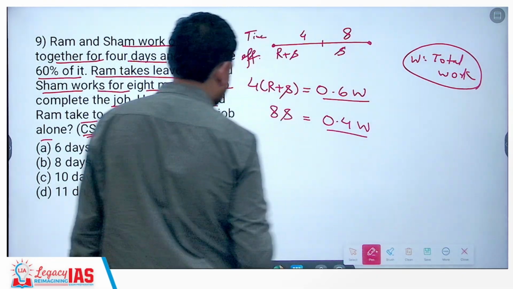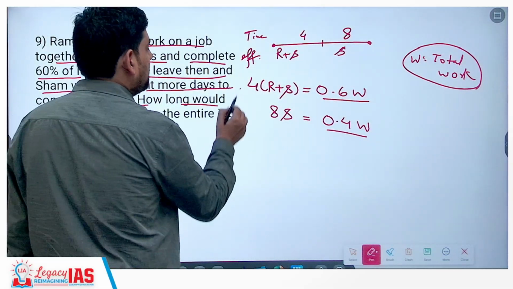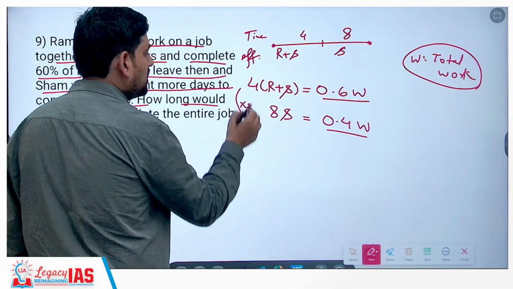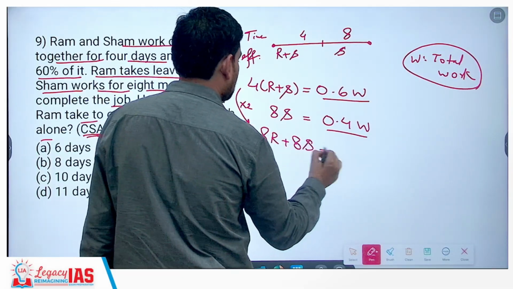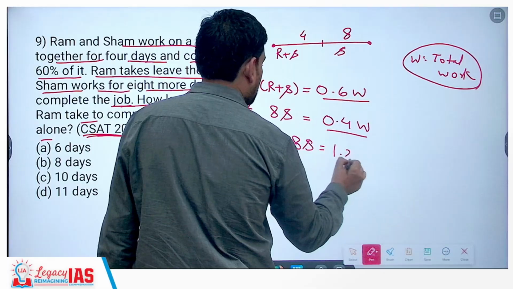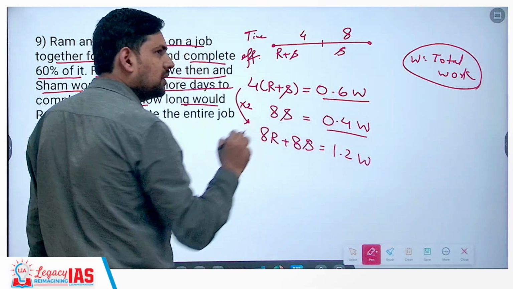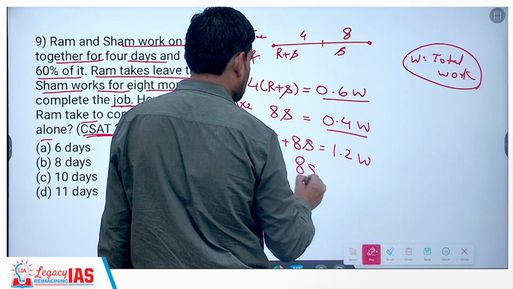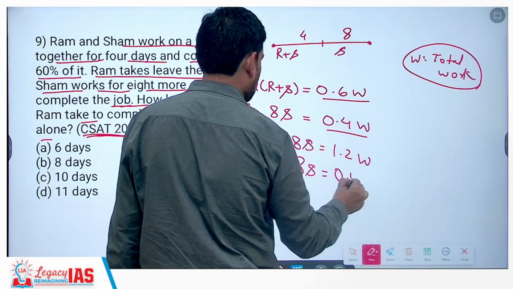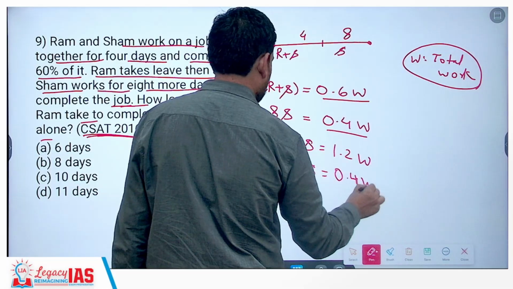That's it. Now what you can do? You can multiply this by 2. So what you get is 8R plus 8S is equal to 1.2 W, because this will also get multiplied by 2. Then this is 8S is equal to 0.4 W.